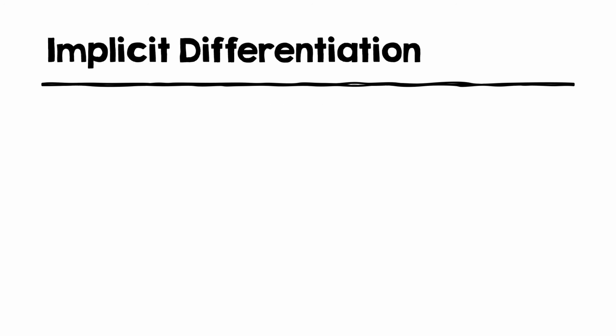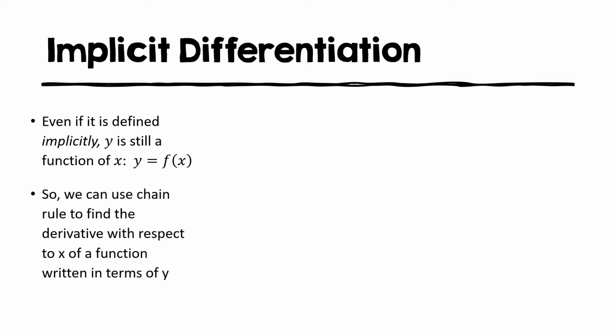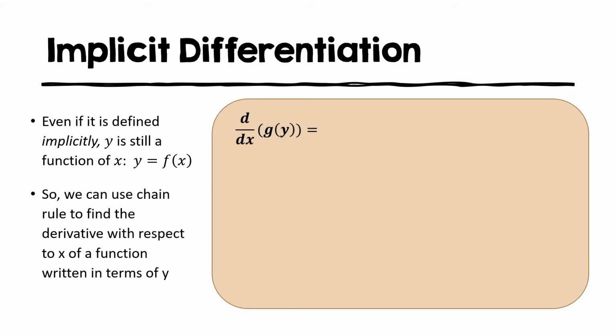So let's look at how we get the method for implicit differentiation. So even if it's defined implicitly, y is still a function of x. So we still have y is equal to f of x, we're just not really sure what that f of x is. But since it's defined as a function of x, we can use chain rule to find the derivative with respect to x of a function that's written in terms of y. Because if we have the derivative with respect to x of g of y, so a function where we have like y, it could even just be something like y squared.